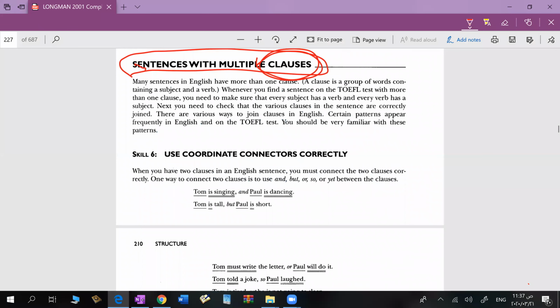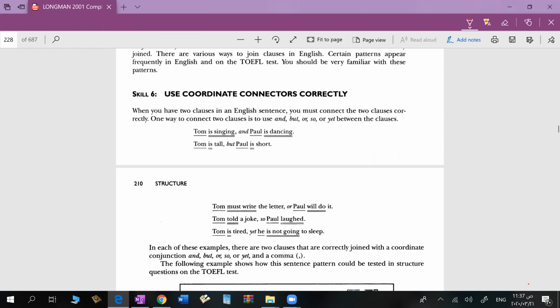So today we are talking about sentences with multiple clauses, and we will keep talking about it for some time because it's a big part of grammar. Look at this sentence, for example. Tom is singing. This is one clause, and Paul is dancing. This is another clause. It's all one sentence, correct? Tom is tall, but Paul is short. This is again one sentence, but two clauses.